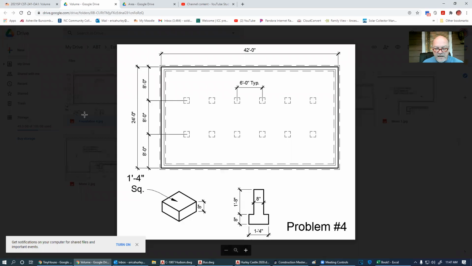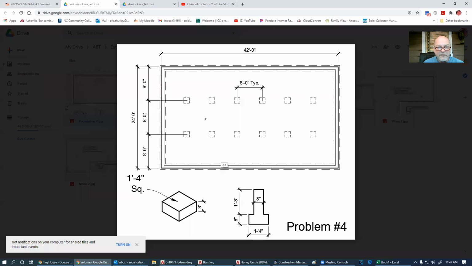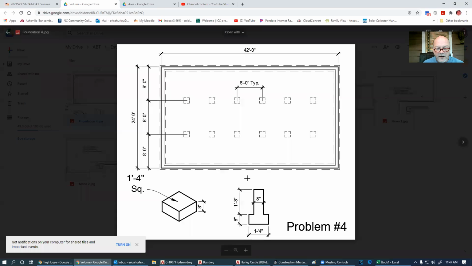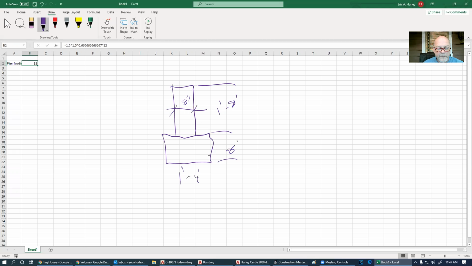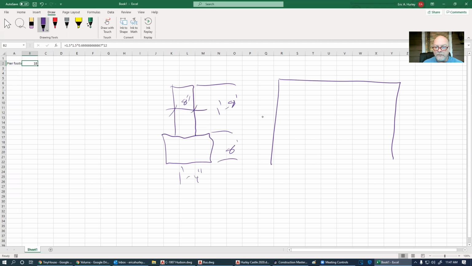Okay, so on this one here, we've got a little bit of a different thing to go on. Let me just draw this up here. This is 8 inches. This is 1 foot 8 inches. This is 8 inches thick here. And then the bottom of it is 1 foot 4. All right, so we have the whole rectangle as 42 by 24.